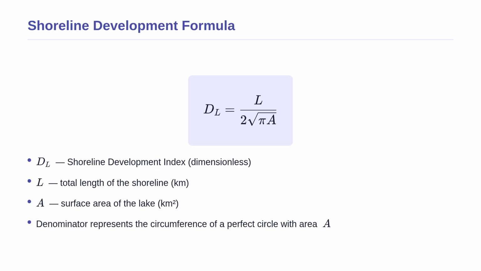D sub L represents the index, which is a dimensionless number. L is the total length of the shoreline in kilometers, and A is the surface area in square kilometers. The denominator represents the circumference of that ideal perfect circle. As the shoreline becomes more jagged and irregular, the length L increases, causing the index to become much larger than 1.